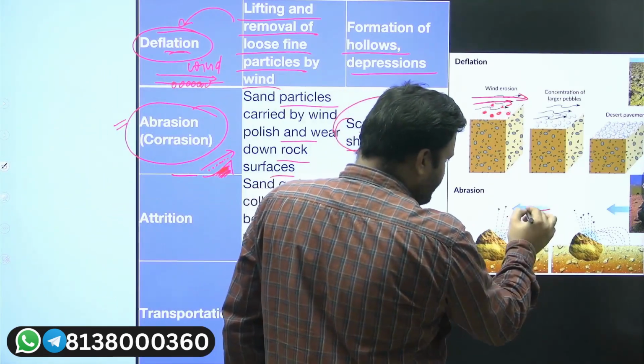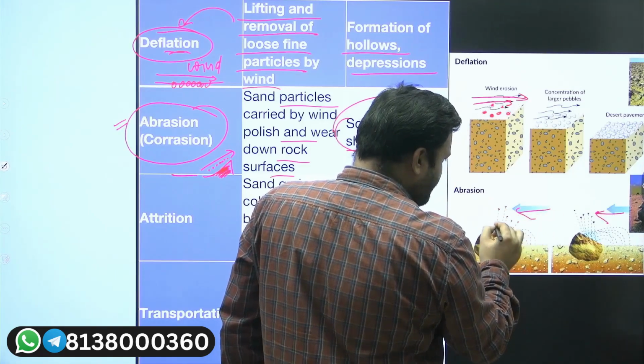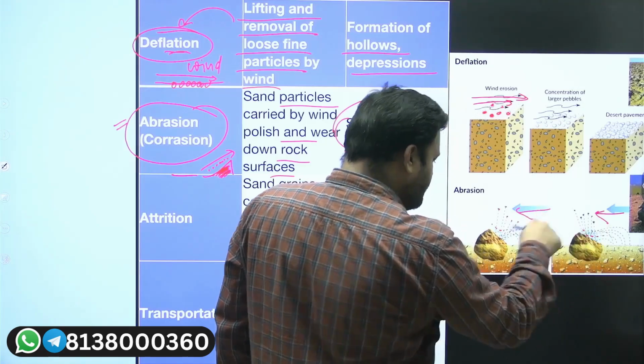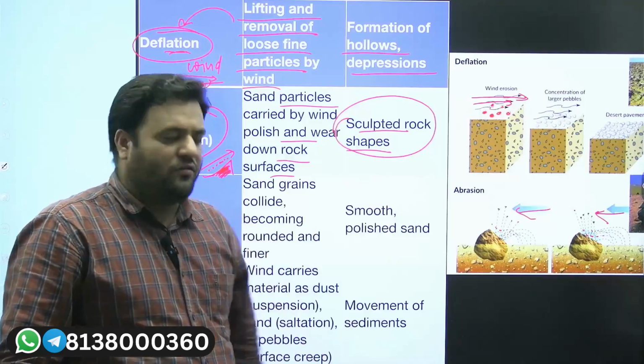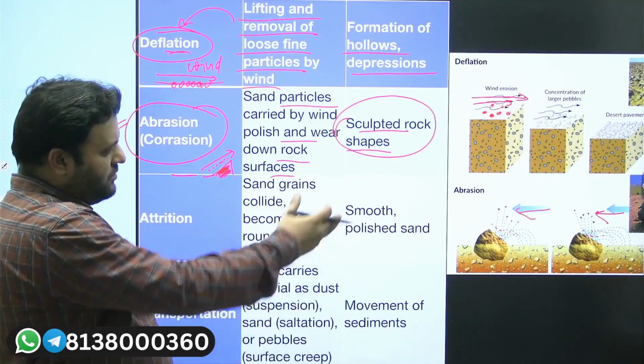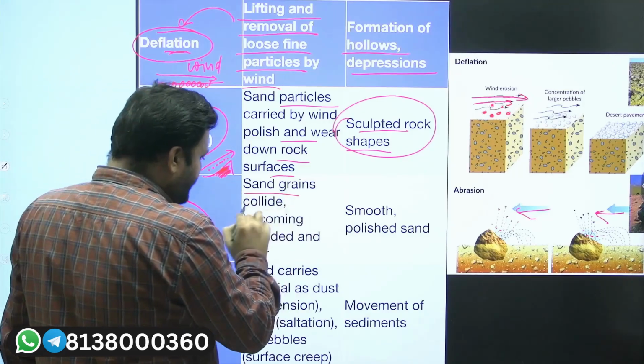Both the wind and the small sand particles are causing impact and removal of these loose materials, specifically attrition. Now what is attrition? Sand grains collide.